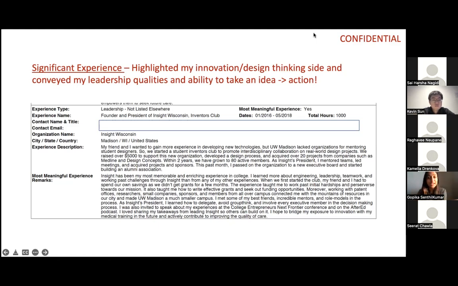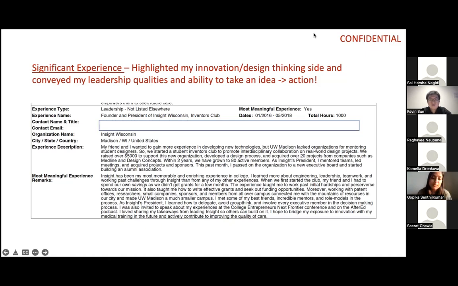But then when you're writing it, you don't want to tell them that. You want to show, not tell. So you don't want to say, oh, I'm a leader. I am a great listener. You want to tell them a story from which, when the reviewer reads it, they say, wow, they're a leader. So you want to show, not tell, with every single experience that you're writing.